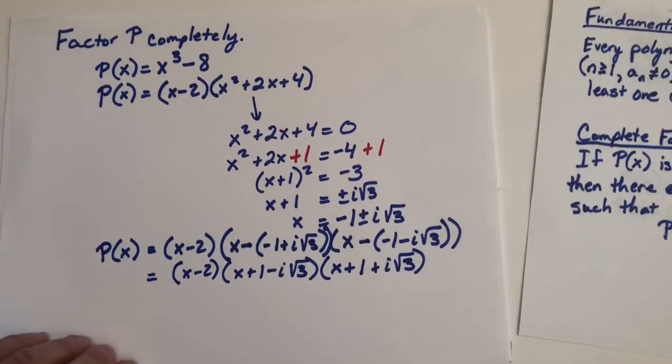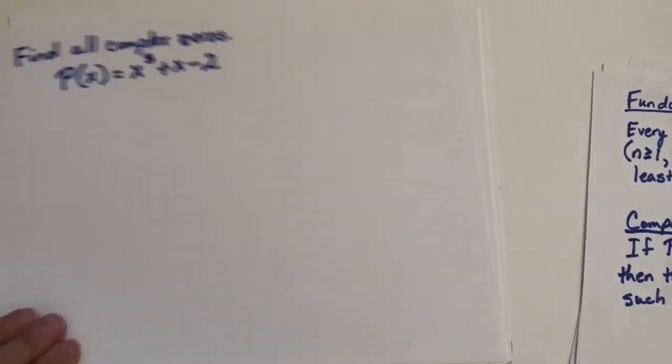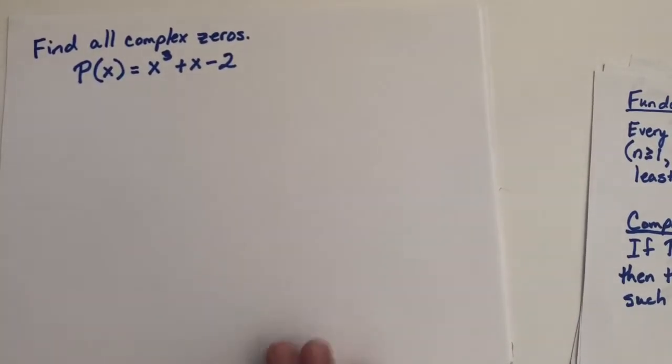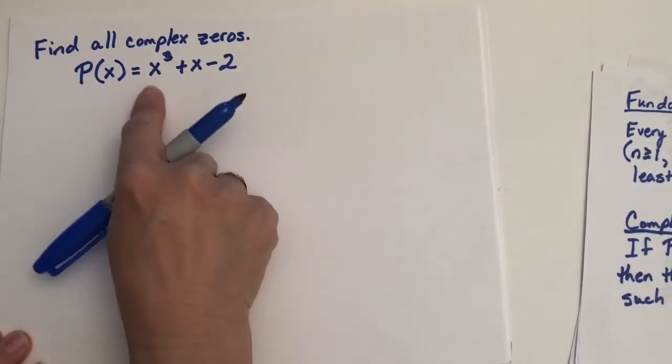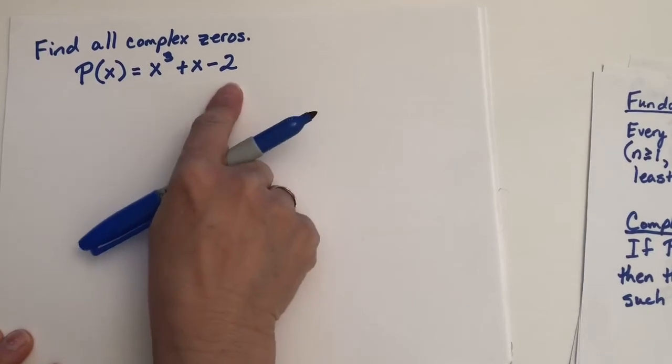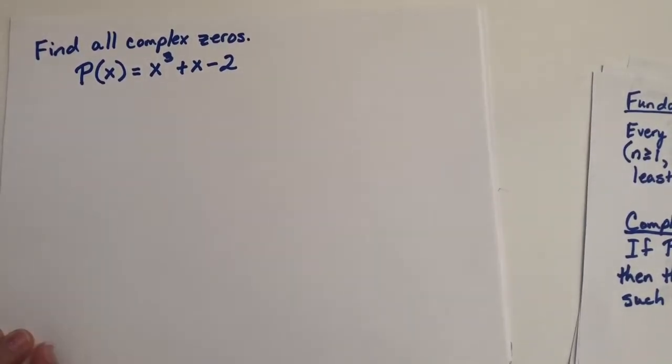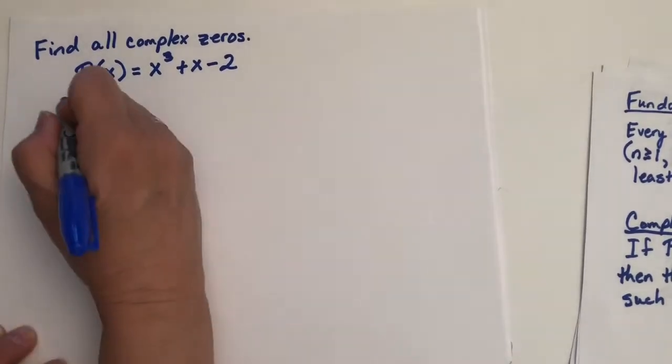Let's do another one. Let's do this problem. And the directions this time are to find all complex zeros. It doesn't ask us to factor it, just state the zeros. So let's do that. Now this one doesn't work with our traditional strategies of factoring trinomials or factoring by grouping, but we can use our rational zeros theorem.